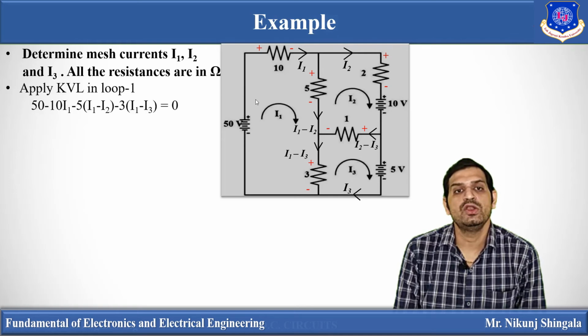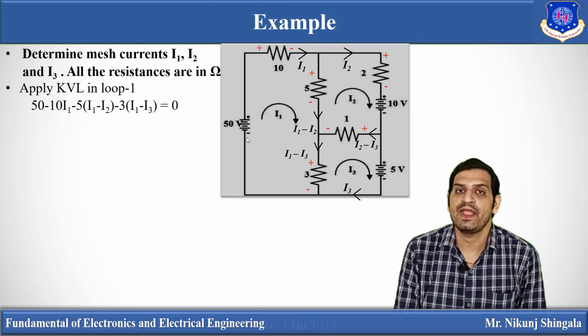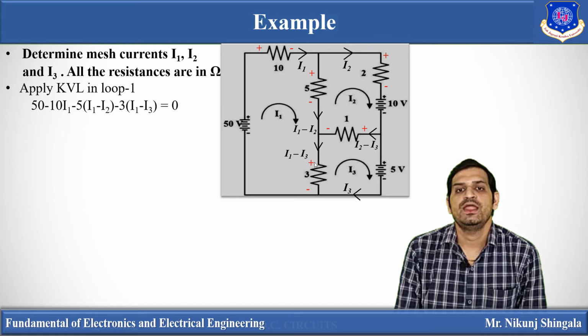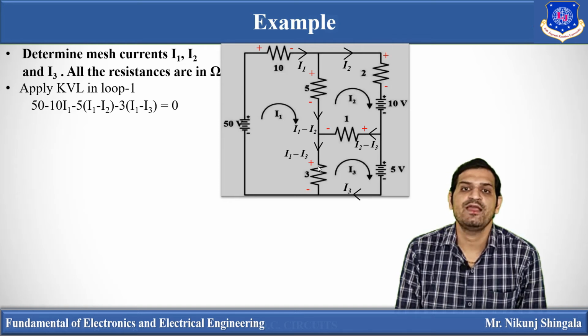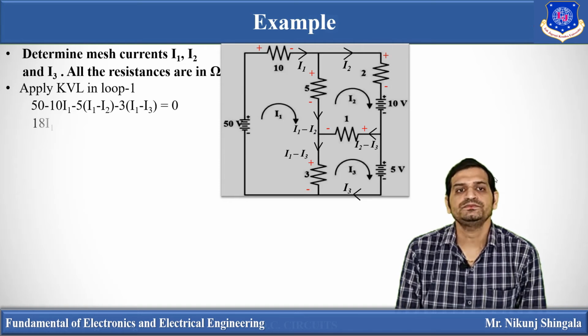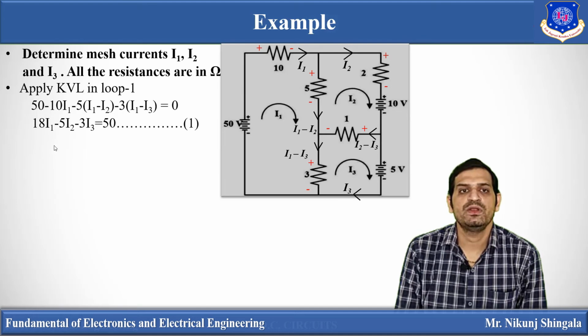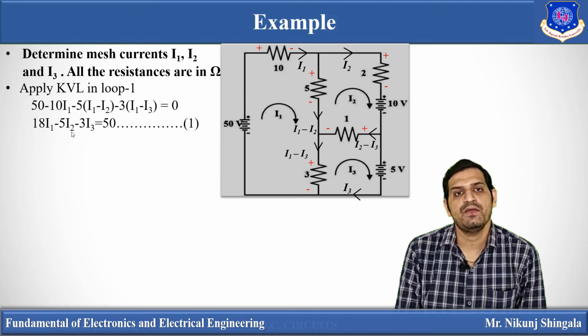Applying KVL in loop 1, starting from here. If we move in this direction, we will encounter the negative terminal first. So this will be 50 volt, then minus 10 I1, then a plus sign is coming, so minus 5 and the current is I1 minus I2, then minus 3 (I1 minus I3) is equal to 0. If we solve this equation, we get 18 I1 minus 5 I2 minus 3 I3 is equal to 50.